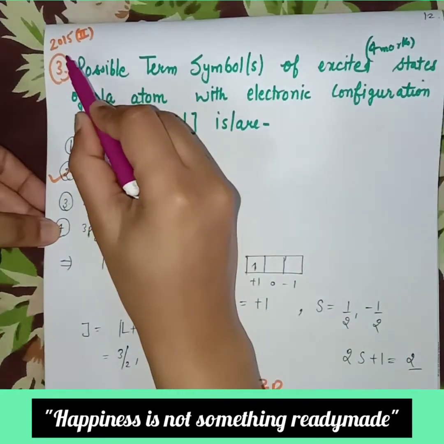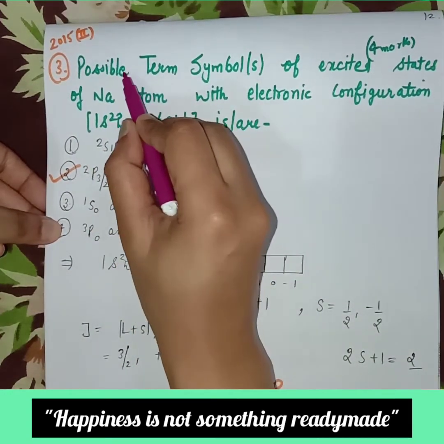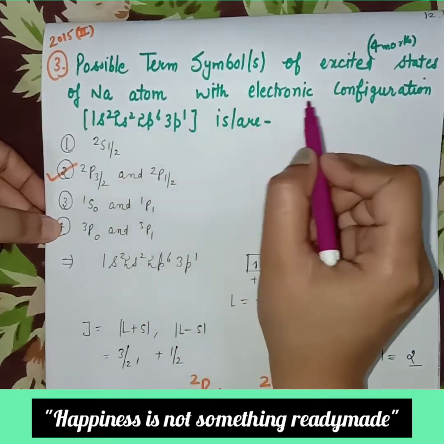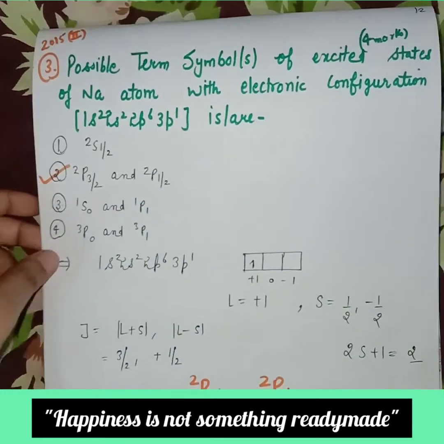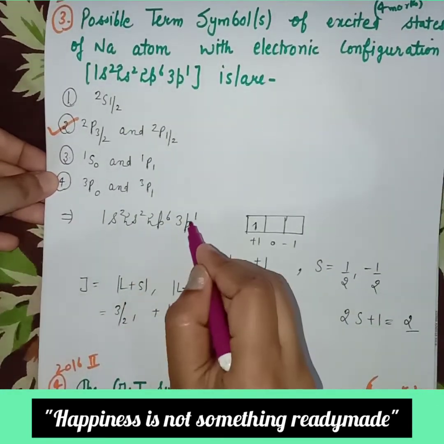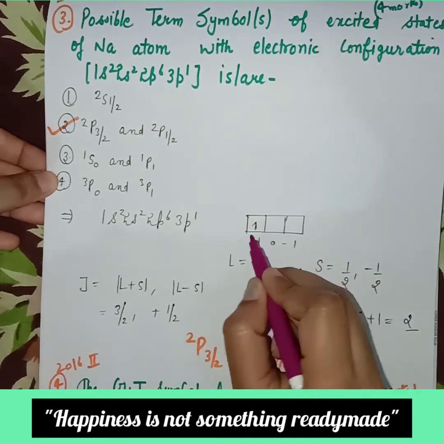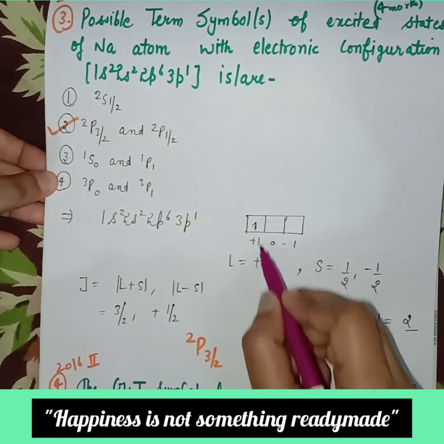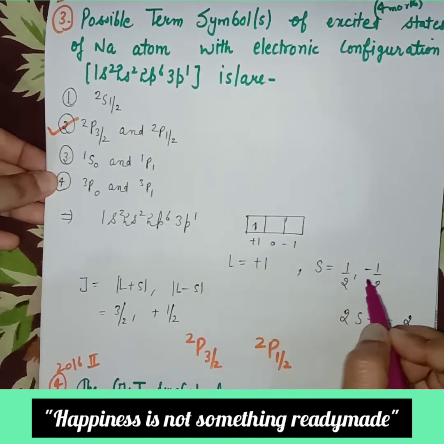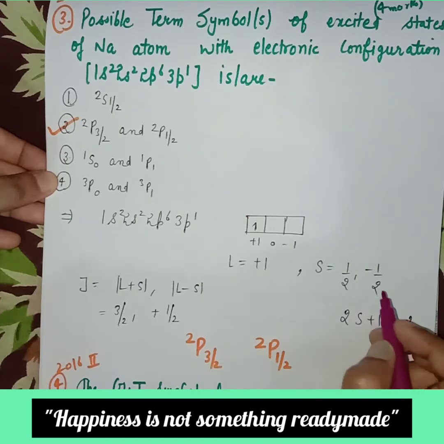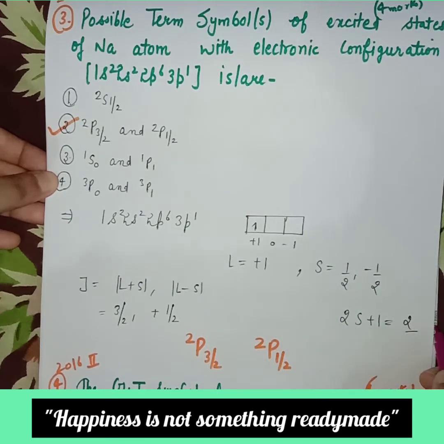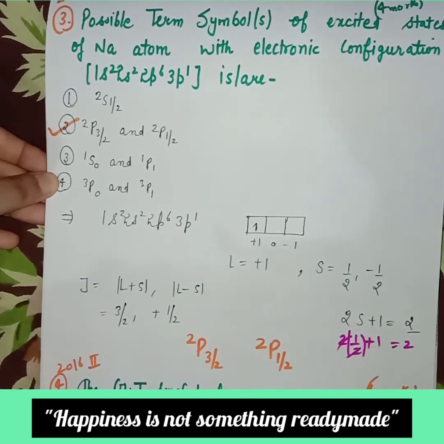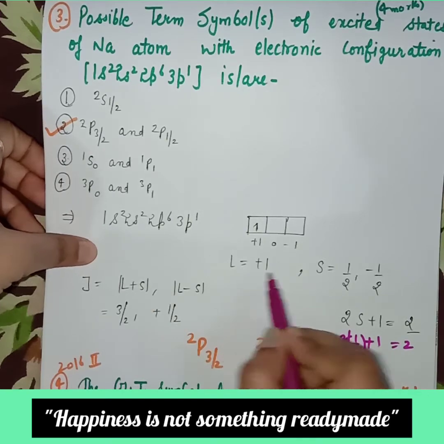Third question is from 2015 December examination. The possible term symbols of excited states of Na atom with electronic configuration this. We have electronic configuration this, 1 electron in p orbital, then here 1 electron. So L is equal to plus 1 here, and S is equal to half or minus half. So from this spin multiplicity becomes 2. After putting 1 by 2 in 2S plus 1, this becomes 2. Then we have value of L and value of S.